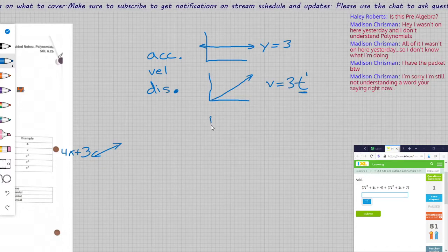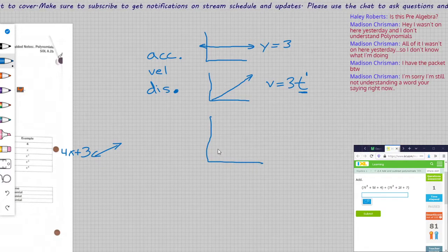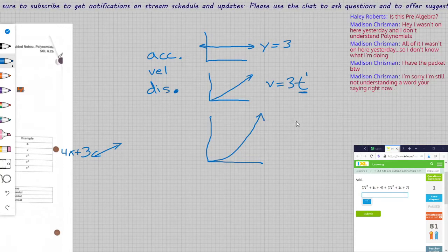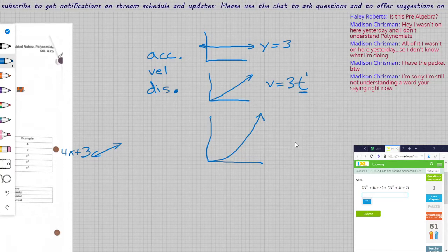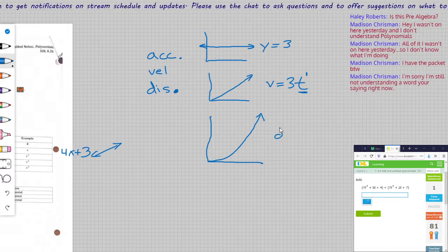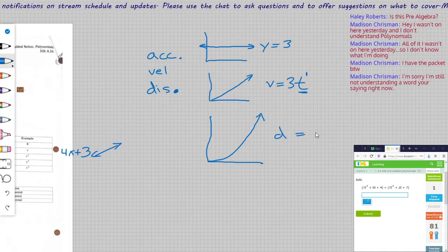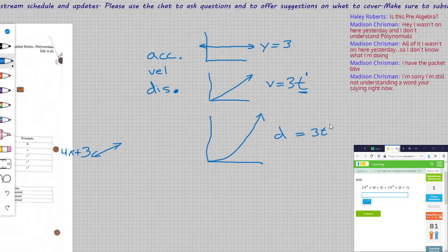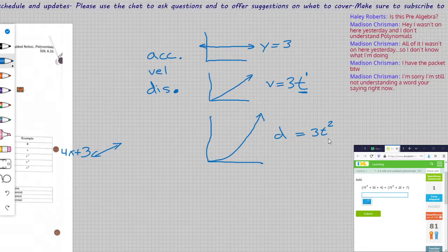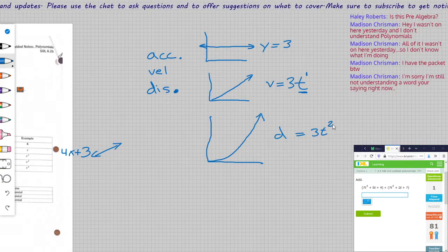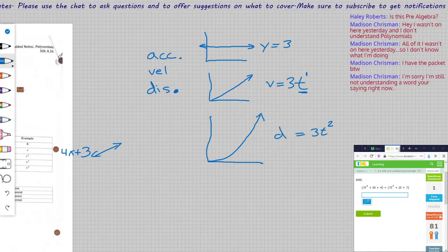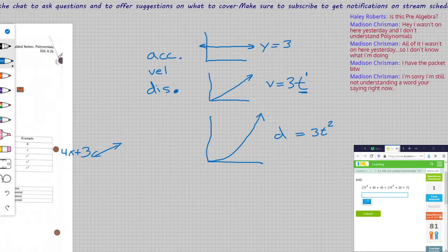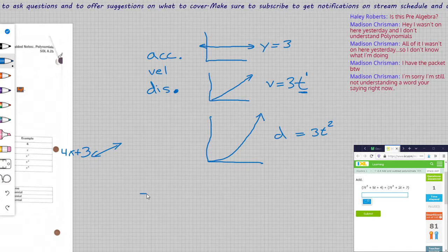And then usually with distance, since your velocity is changing a bunch, you'll end up getting what's like a quadratic. Okay, and then that's when you'll get something like your displacement, your distance is going to be 3 times t squared. So you would have something that was raised to the second power. That would be a quadratic. And that's why you may have seen these in physics or science class, but I'm not sure.